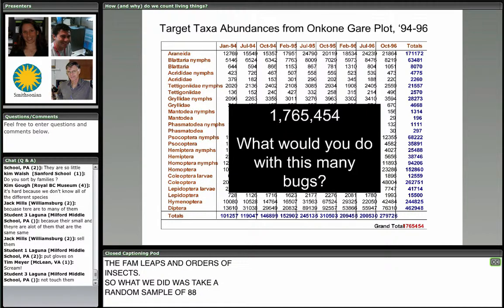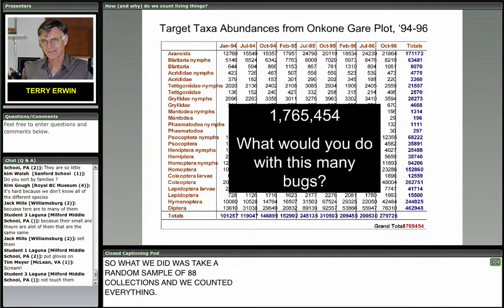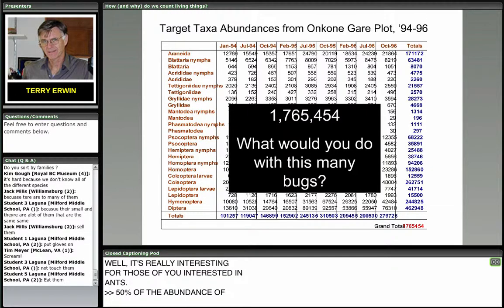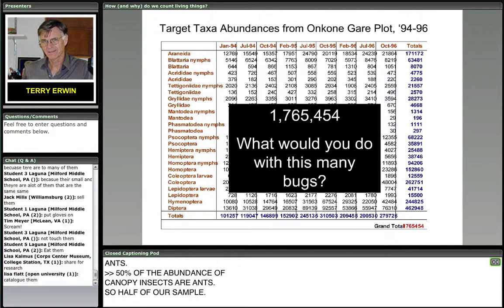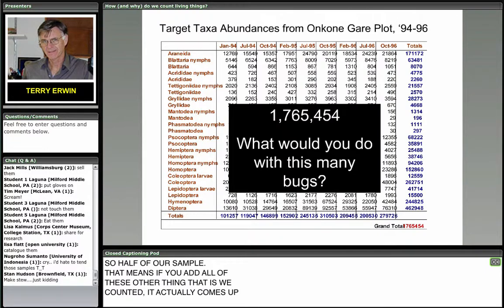As it's really interesting for those of you who are interested in ants, 50% of the abundance of canopy insects are ants. So half of our samples. That means if you add all of these other things that we counted, it actually comes up to over 3 million specimens for the 9 seasons that we did in 94 to 96. And they're all in my office. So I have 3 million office mates right now.